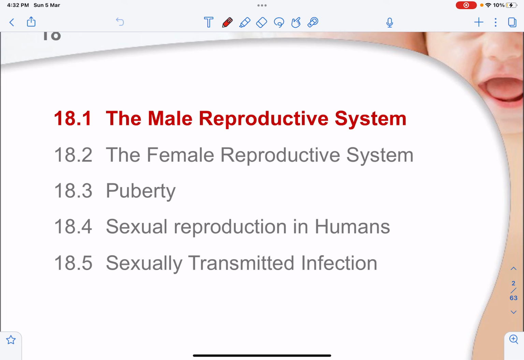Next is puberty. Puberty is this process of sudden physical change in your body after a certain age for both male and female. Next, we also look at sexual reproduction in humans, how the whole process of producing the fetus or the baby works. And at the same time, we talk about sexually transmitted infections, which is your HIV and so on.